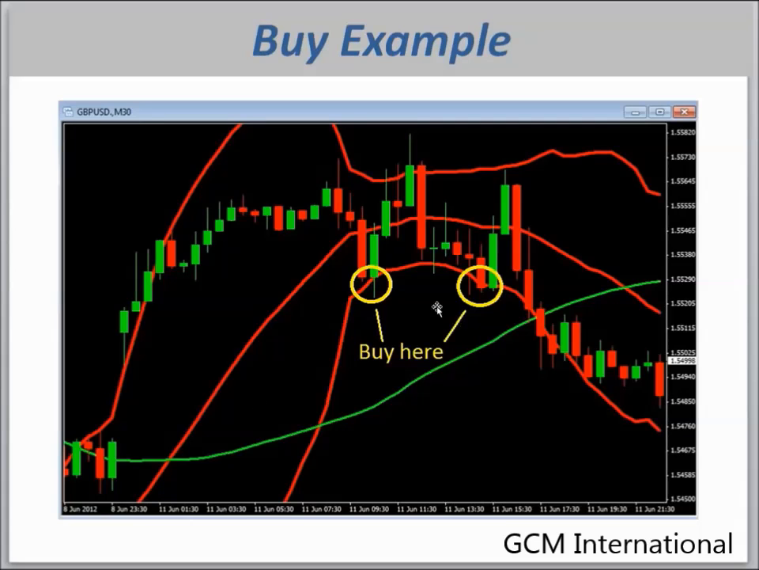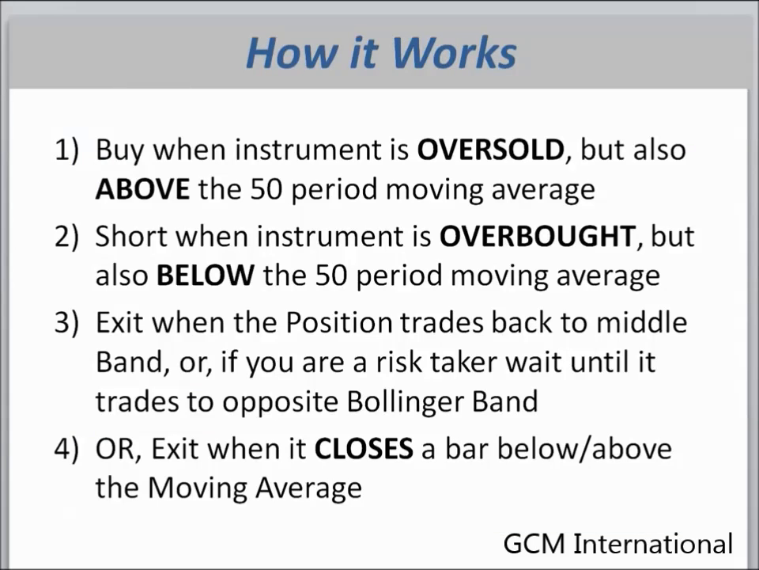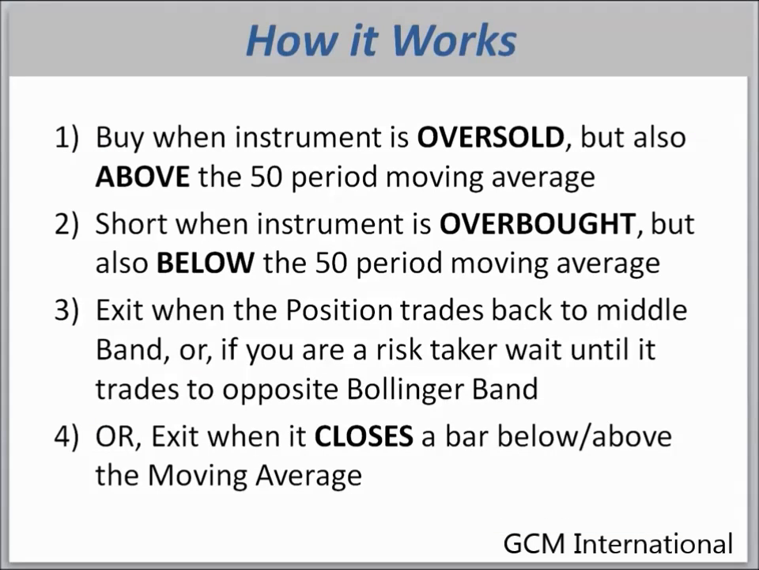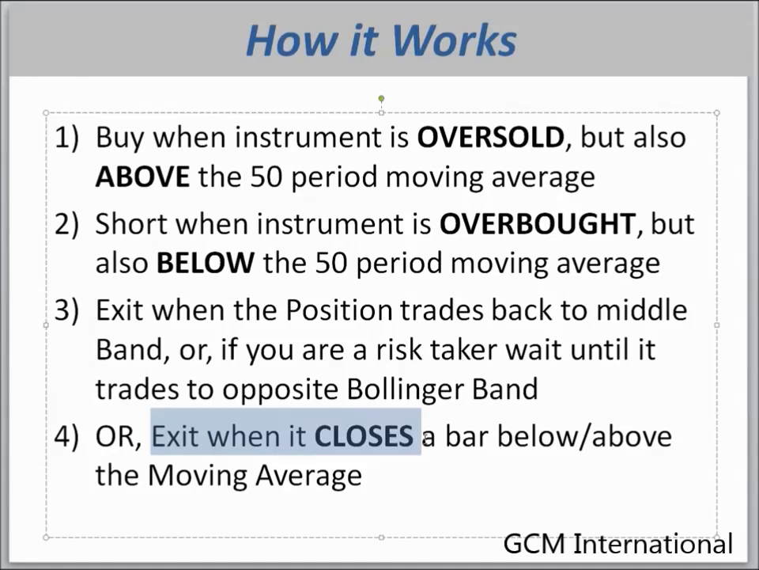So in our chart here, if we bought in these areas, we'd be either selling when it gets back up to the middle red line, or if you really like your position, you could wait until it gets to the overbought level. So maybe you could sell half over here, another half over here. So that's when we exit for a profit. You could also be closing it when a bar trades below or above the moving average.